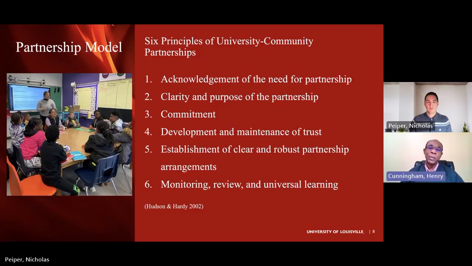Next, it's important that we talk about clear and robust partnership arrangements. What is the arrangement? Where will this project take place? How will it be done? Who will be involved? All the details need to be worked out. So when we are working with our partners, it's important that we work on all of these details, so everybody knows what each person's role and responsibilities will be. So it's very important that we take time to talk about this work in detail.